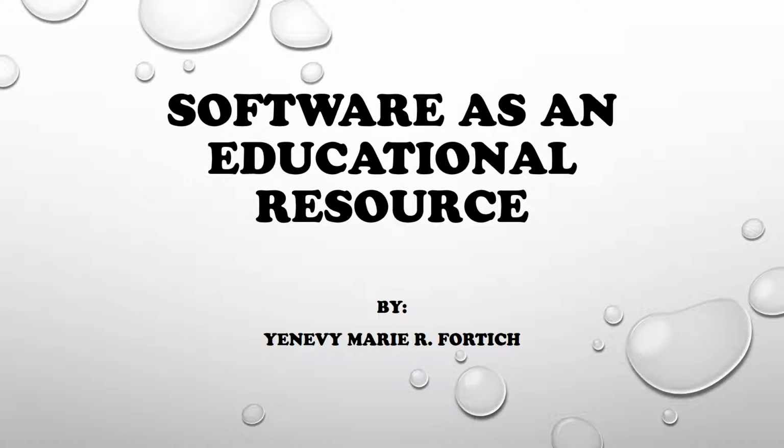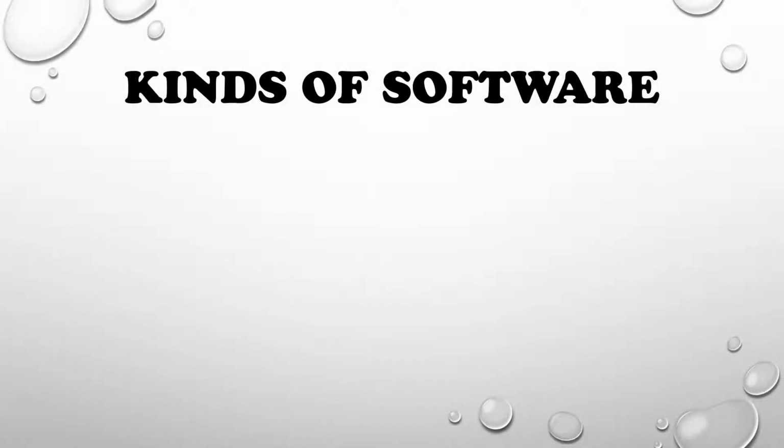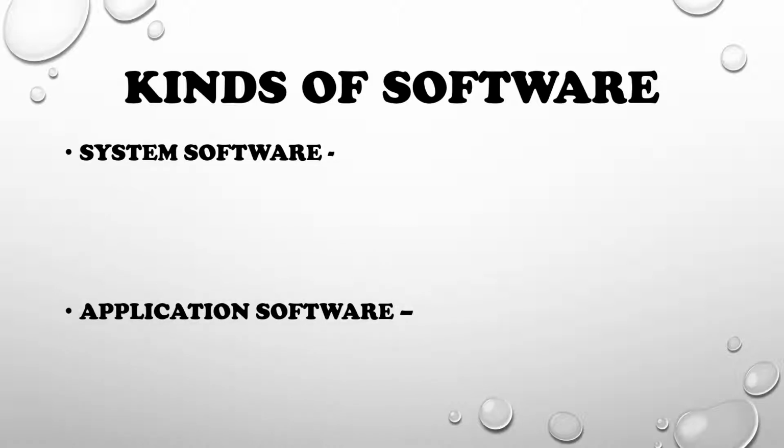So today, we will be talking about how professors or teachers benefit from using software as their educational resource. Have you already heard the word software? How do you define software? Okay, very good. A software is a program that a computer uses to perform a certain task. There are two kinds of software, which are system software and application software.